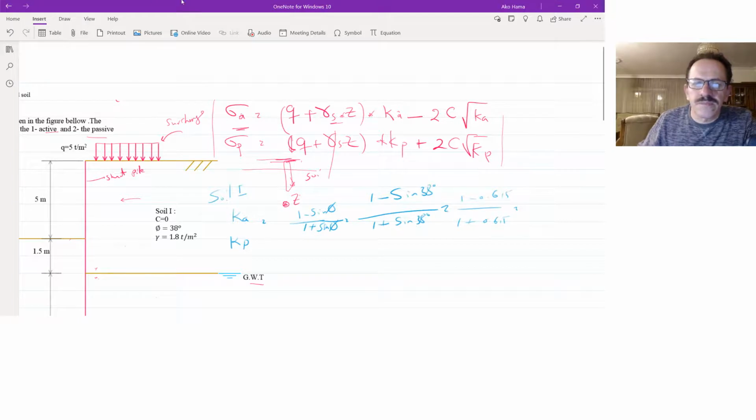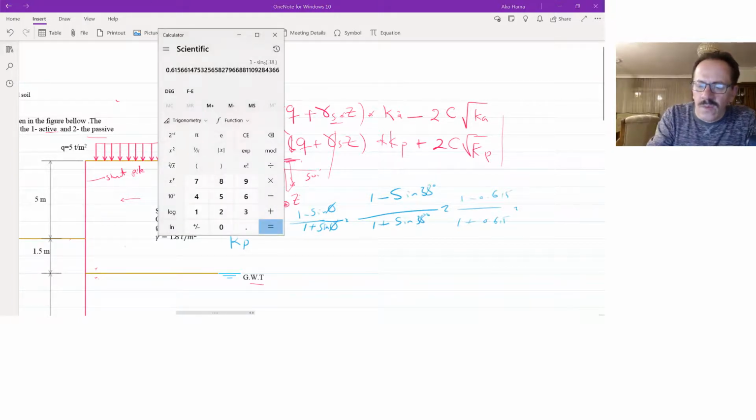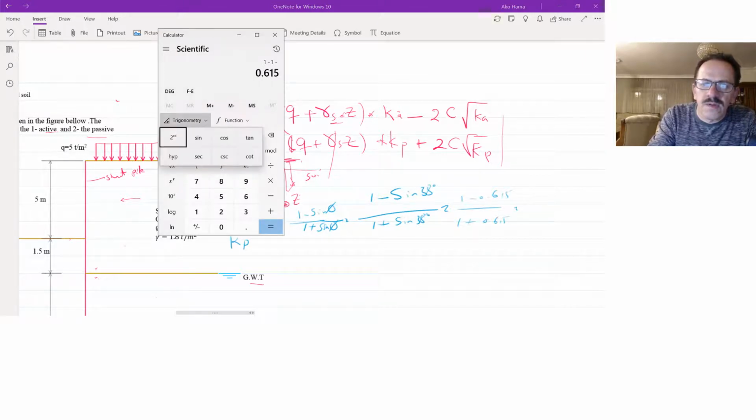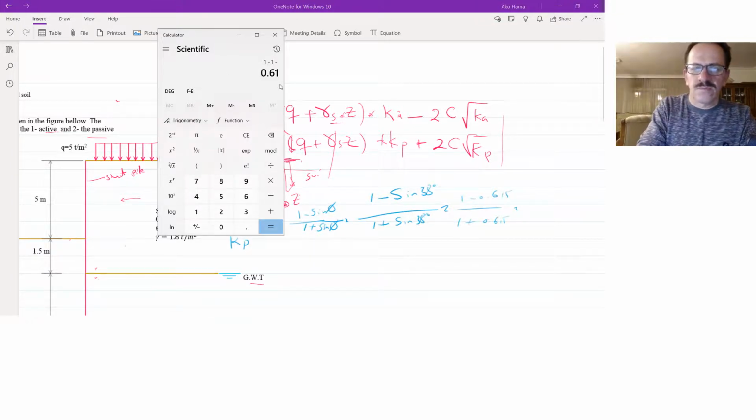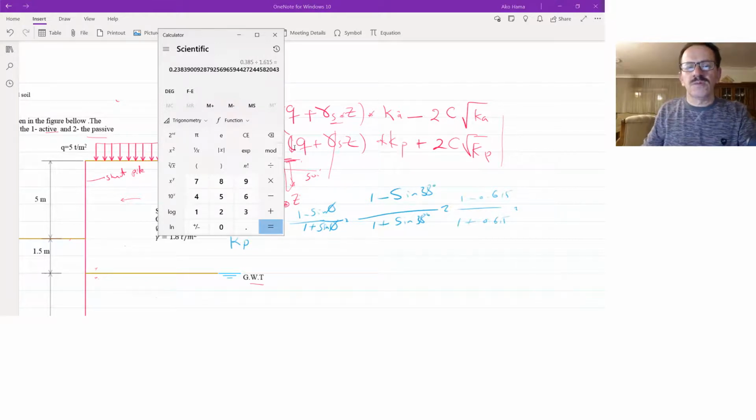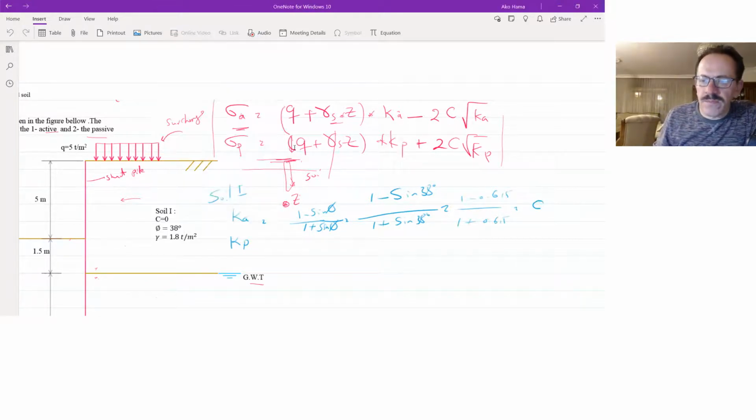So I can say 1 minus 0.615 is 0.385, divided by 1.615. So it's 0.238. This is the Ka.